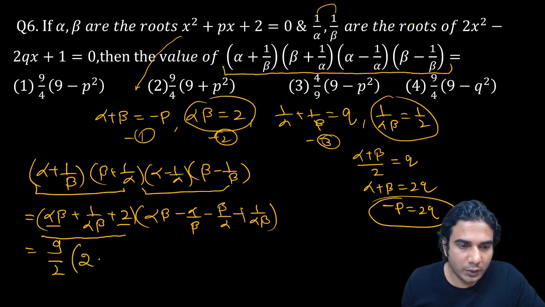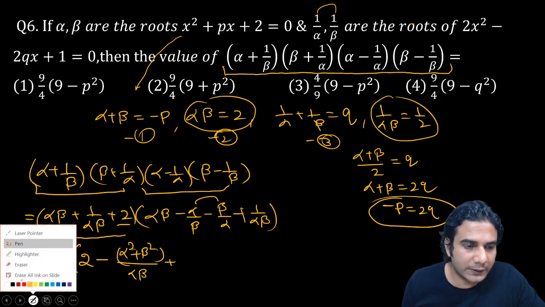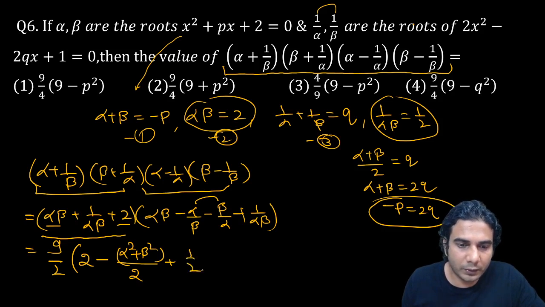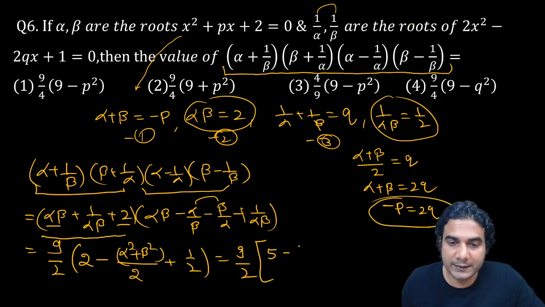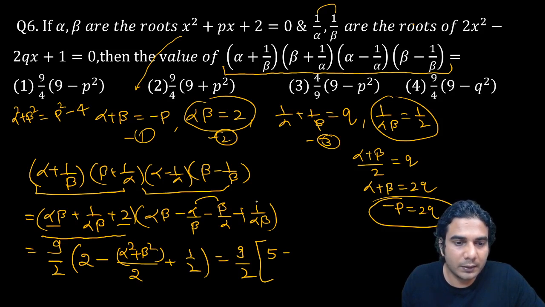And the second expression is this: 2 minus, if you take alpha beta LCM, then it will be alpha square plus beta square upon alpha beta, and plus alpha beta you can put 2. This is going to be 2, and then again 1 by 2. All right, so we can take LCM, and 9 by 2 after taking LCM will be 4 plus 1, 5, minus alpha square plus beta square. It can be written as alpha plus beta whole square, which is basically p square, right? So alpha square plus beta square in terms of p is p square minus 2 alpha beta, so that will be 4. So this value is going to be p square minus 4, and plus 1 as well.